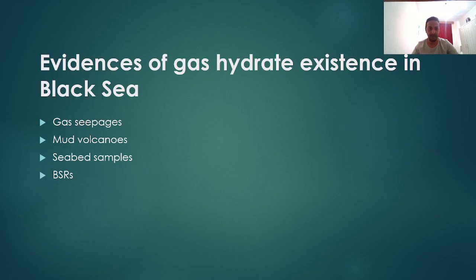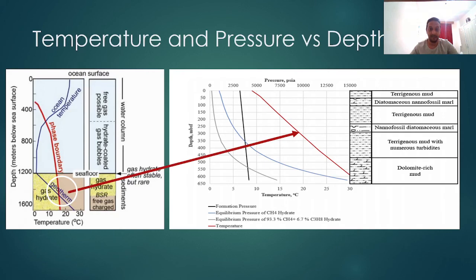So now I will talk about evidence of gas hydrate existence in the Black Sea. There are four pieces of evidence or claims that show us there is a probability of the existence of gas hydrate, which are gas seepages, mud volcanoes, seabed samples and BSR. I will talk about them one by one.